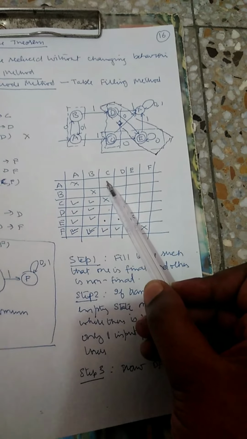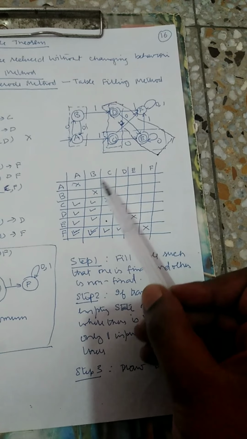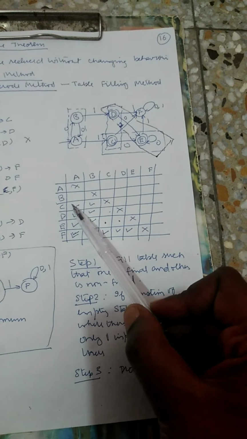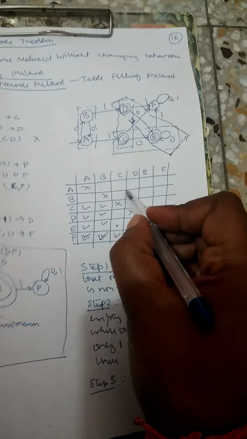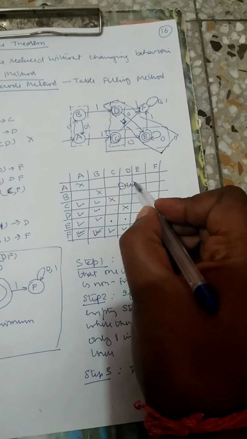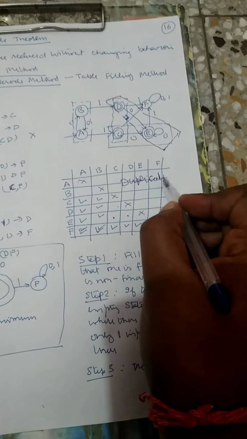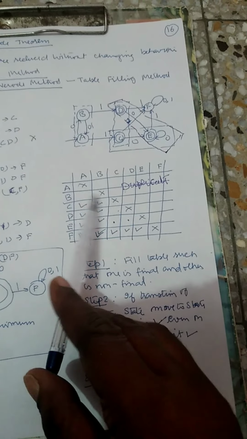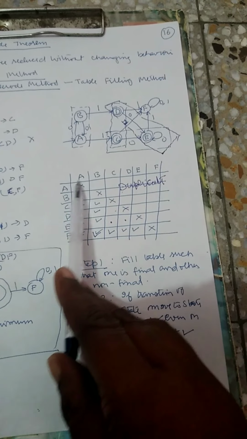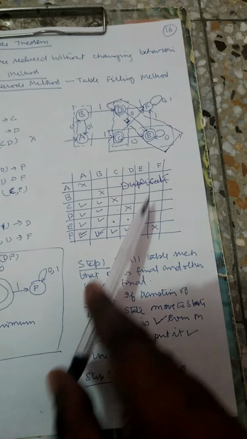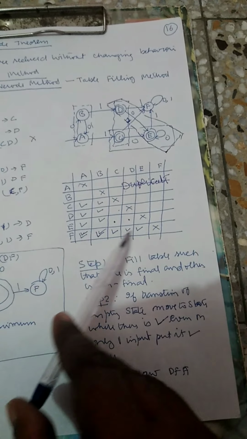Look at this. This is the comparison of AC and this is also the comparison of AC. So these two squares are also the same. So this is just a duplicate. This duplicate part we simply discard. We simply put a cross in the case of AA, BB, CC, and similarly up to F and F. So this part we have to fill.